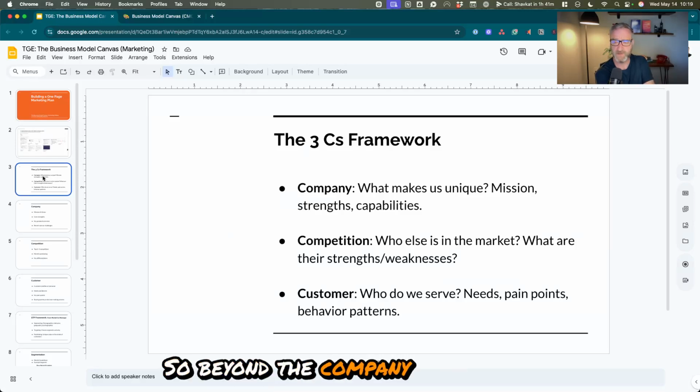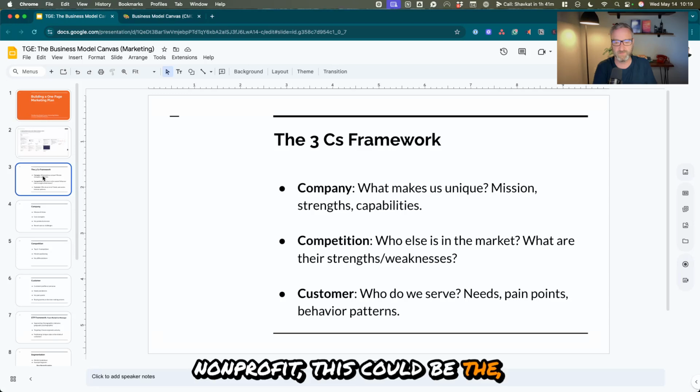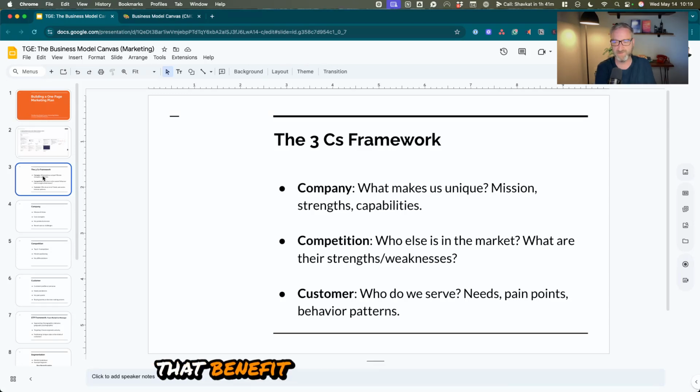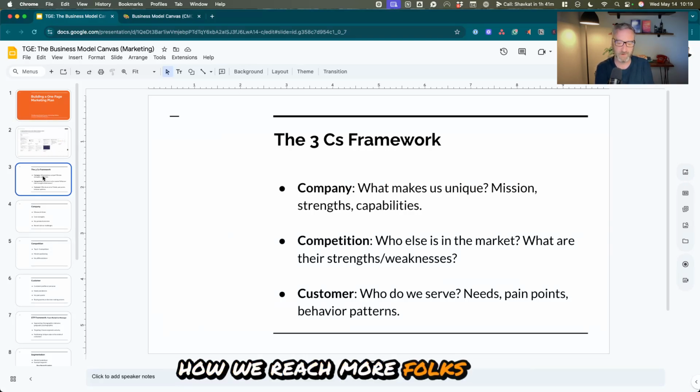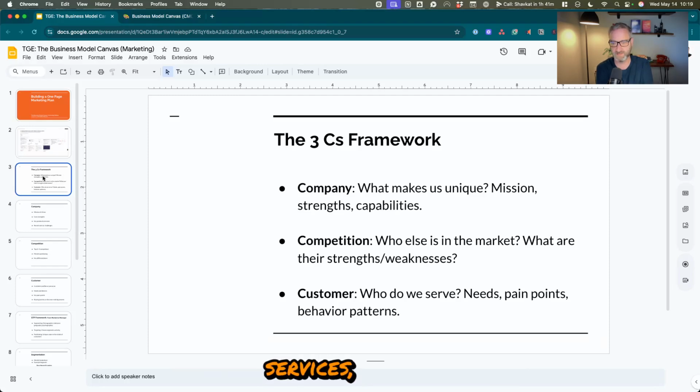So beyond the company and beyond the competition is the customer, right? Now, depending on your clarity of who your customer is, and by customer, by the way, for a nonprofit, this could be the clients or the folks that benefit from your program or services, right? So when we're having a marketing strategy conversation, I want to make it clear that this conversation is about how we reach more folks that benefit from our programs and services, right?